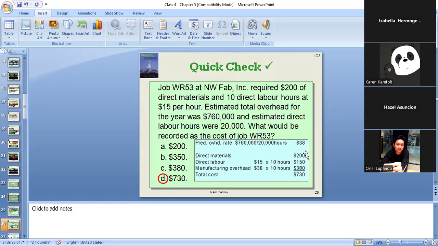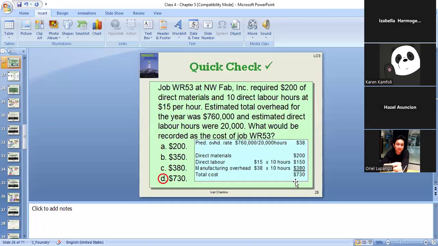$730. Again, we're getting the predetermined overhead, 760 divided by 20, $38, and then we start with 200 direct material, 150 direct labor, and manufacturing overhead, 380, total 730.